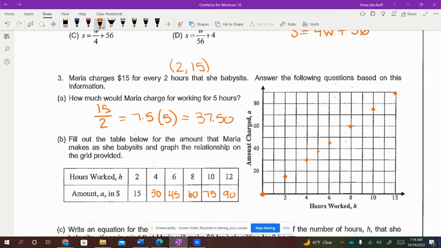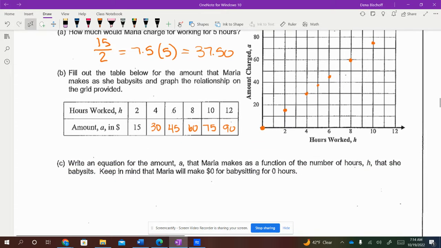Okay, so I've graphed my relationship. It says write an equation for the amount A that Maria makes as a function of the number of hours that she babysits. Keep in mind that if she doesn't babysit at all, she makes $0. So that's just saying that the beginning amount is 0. And that makes sense because I crossed the y-axis at 0. So all I need to know is my slope. And remember we said that our rate is 7.5.